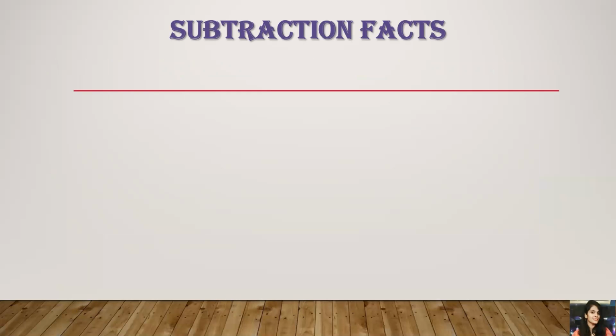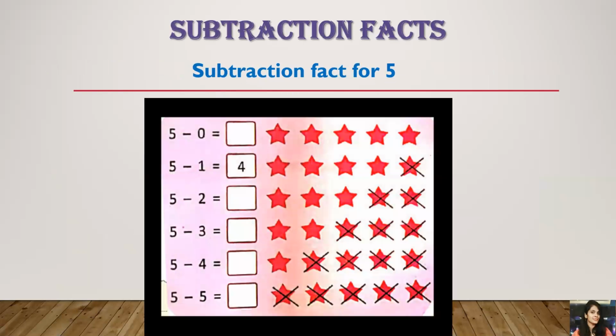Subtraction facts. So there are total 10 subtraction facts from 1 to 10. We are going to do 2 of them. Subtraction fact for 5. 5 minus 0 equals 5. 5 minus 1 equals 4. 5 minus 2 equals 3. 5 minus 3 equals 2. 5 minus 4 equals 1. 5 minus 5 equals 0.